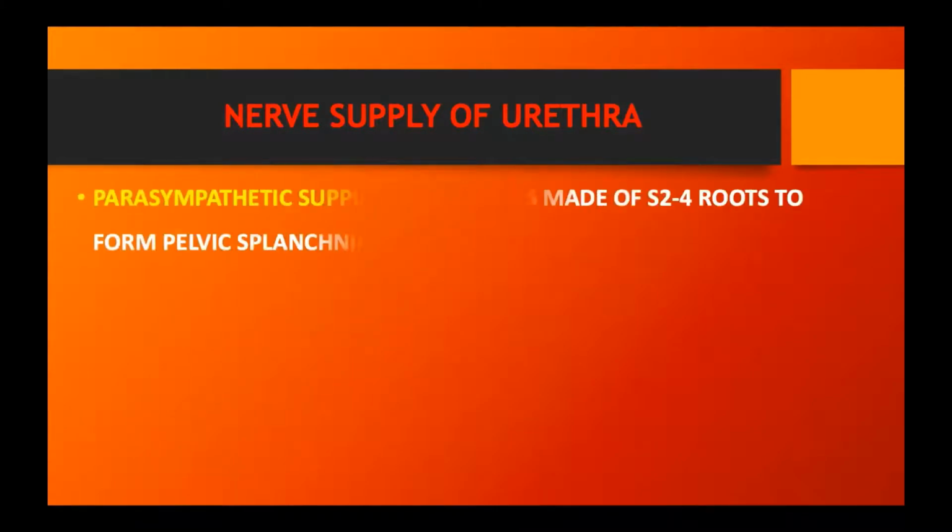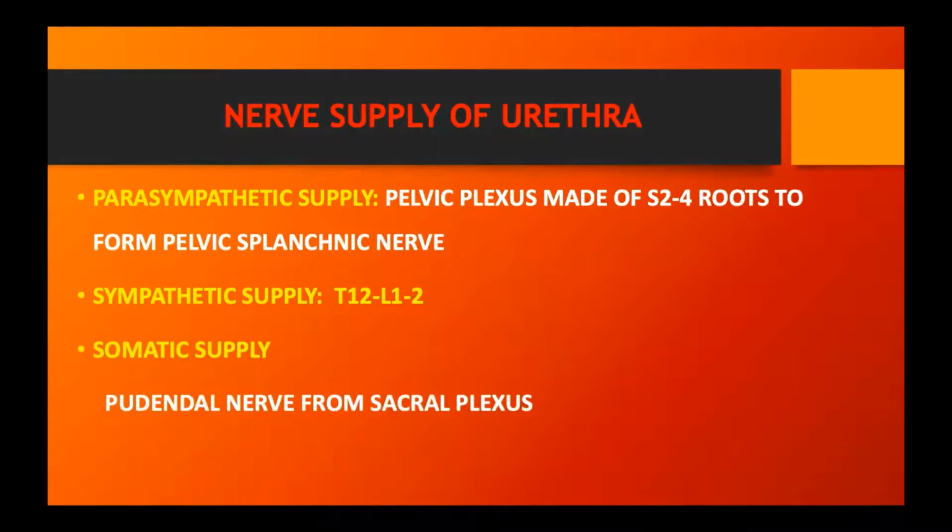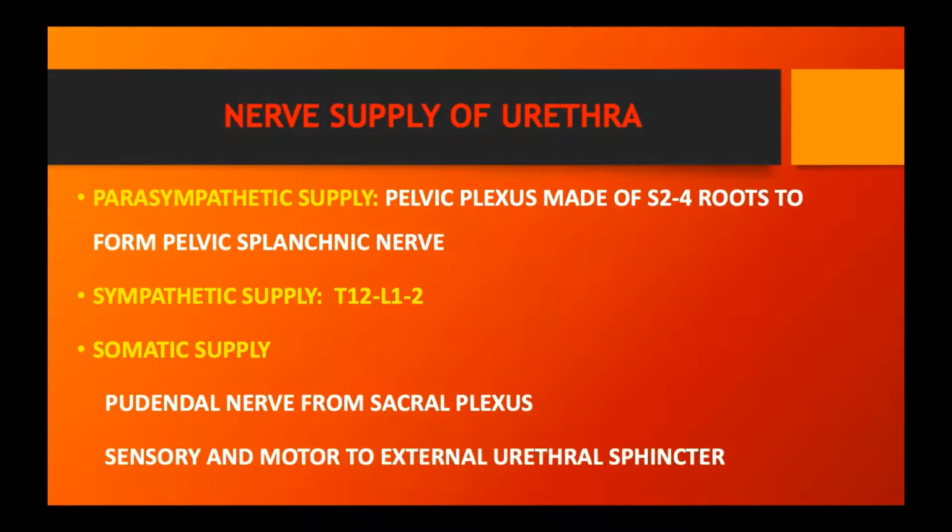Coming to the nerve supply of the urethra, the parasympathetic supply is by the pelvic plexus made of S2, S3, and S4 roots to form pelvic splanchnic nerves. And the sympathetic supply is by the T12 to L2 segments. And the somatic supply is once again by the pudendal nerve from the sacral plexus. So it is sensory and motor to the external urethral sphincter. So meaning the pudendal nerve is completely in control of the external urethral sphincter.